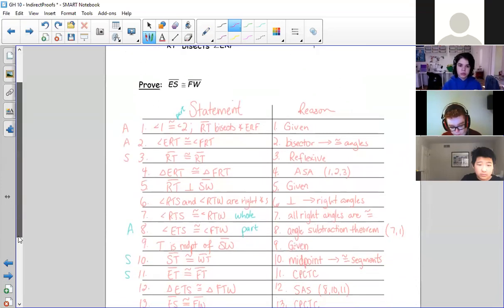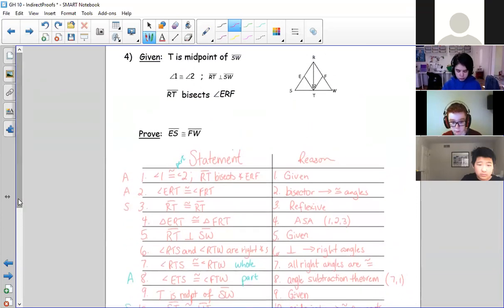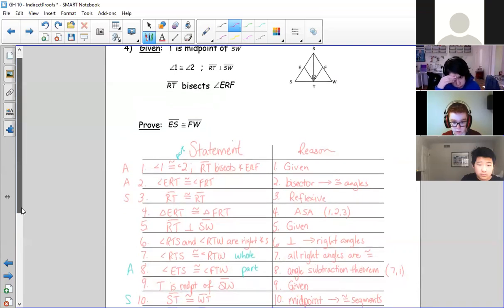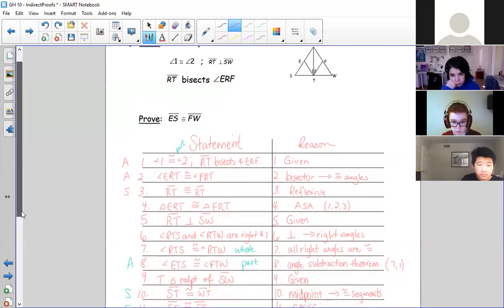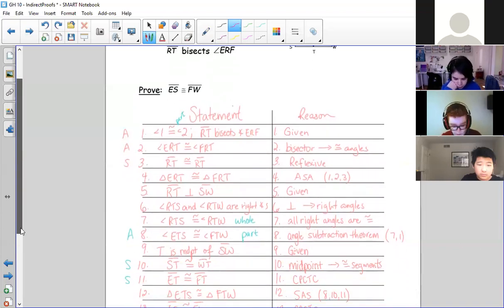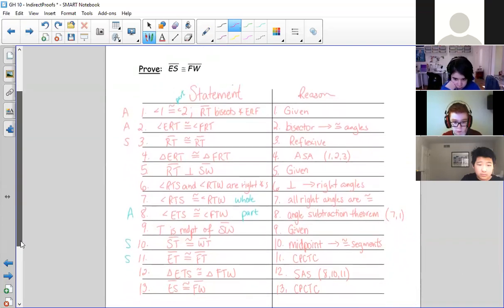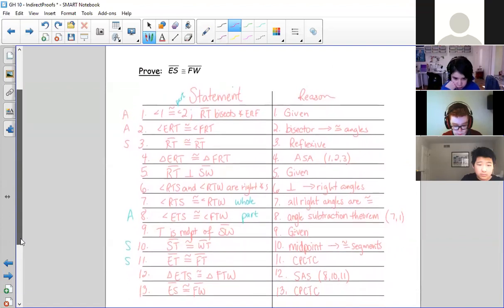This one was a little longer. Tiny bit. So we had an angle bisector, and we got pretty easily our first small sets of triangles by angle side angle. We had perpendicular, so then we got the right angles were congruent. Subtract the parts, and I get the other part, which gives me another set of congruent triangles. And then I can get those parts by CPCTC.